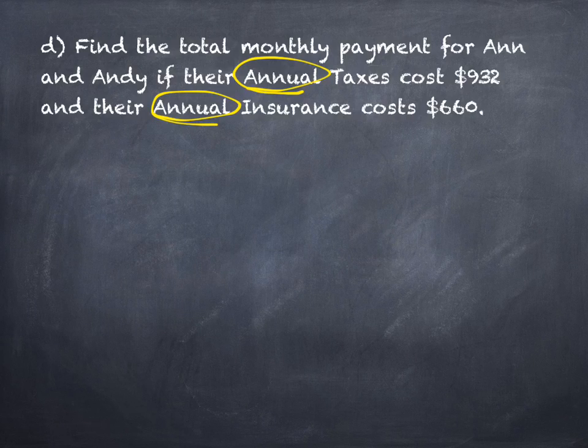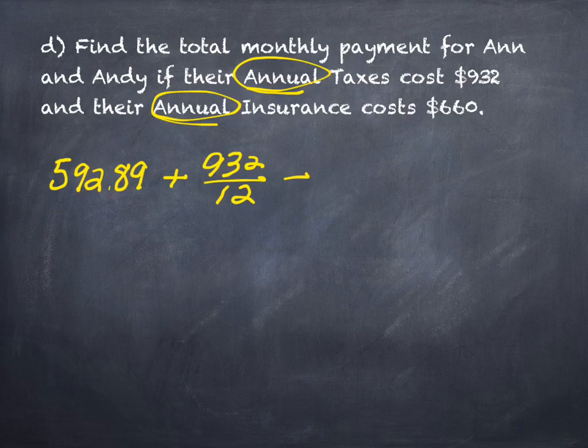So if you take a look at this, we've got our original monthly payment, which was $592, what was it? $592.89. 89 cents, okay. And we need 1/12 of each of these because we want to know the amount we're paying per month for each of these. So we want $932 over 12, which we're going to calculate directly in a moment, and we want the $660 over 12. All right, so I'm going to keep my $592 at the moment.